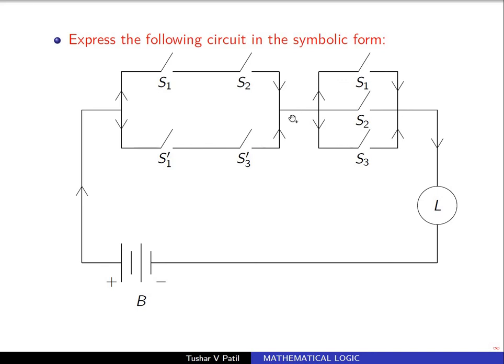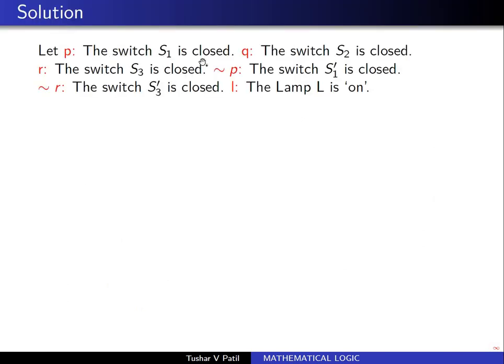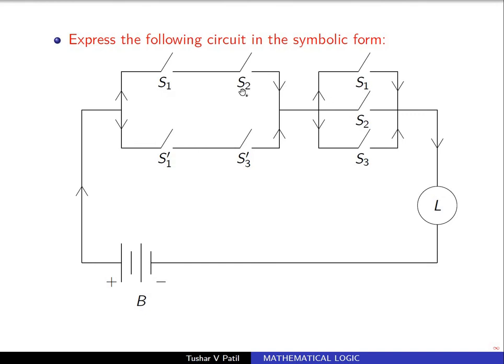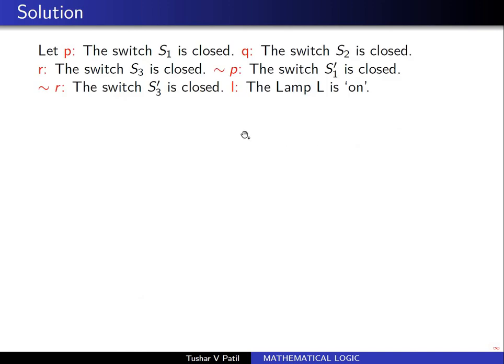That's why, let P denote the switch S1 is closed, Q denote the switch S2 is closed, R denote the switch S3 is closed, negation P denote the switch S1 dash is closed, negation R denote the switch S3 dash is closed, and L denote the lamp L is on. Look at the figure: S1 S2, S1 dash S3 dash, S1 S2 S3.